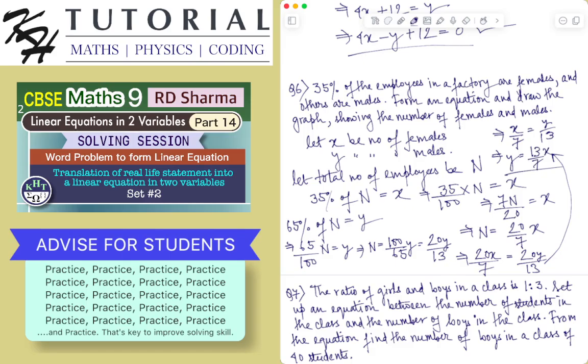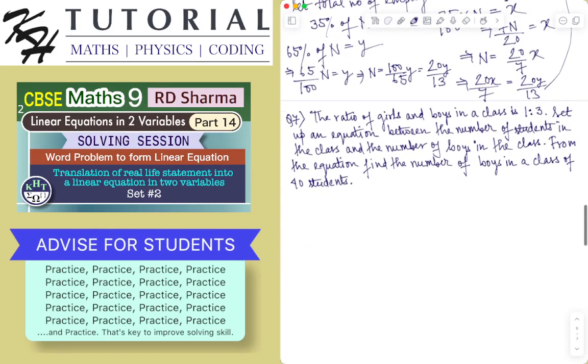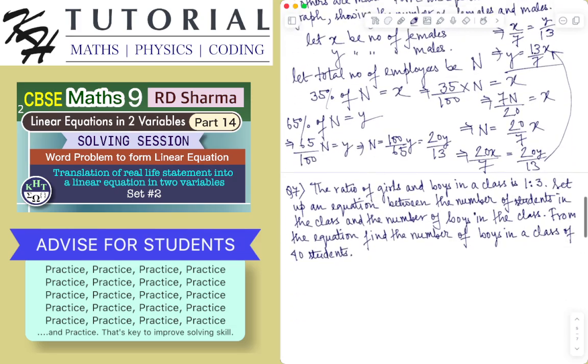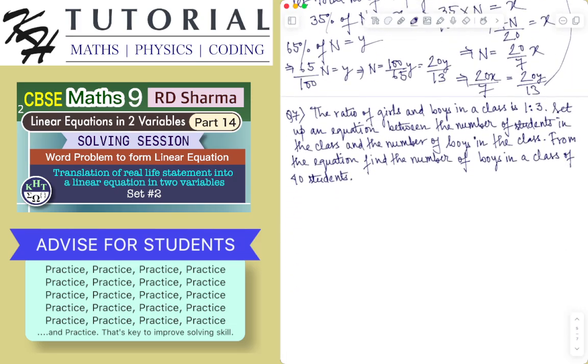Okay, let's see the next problem. Question number 7. The ratio of girls and boys in a class is 1:3. Set up an equation between the number of students in the class and the number of boys in the class. So the variables will be the number of students in the class and the number of boys in the class. Remember that the number of students is equal to the number of boys and girls.